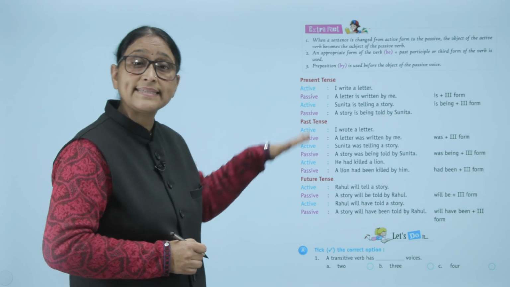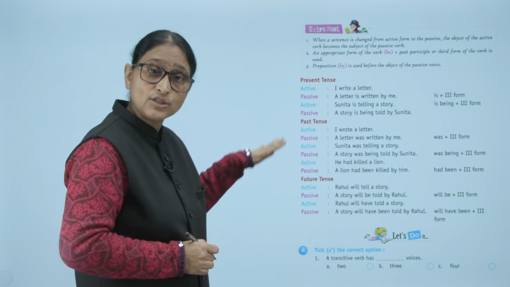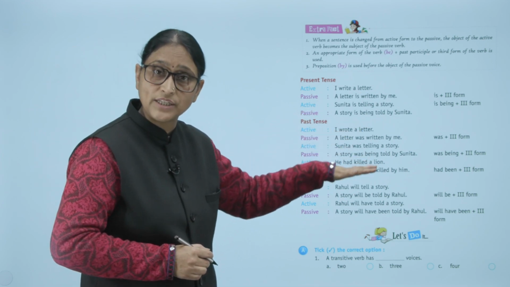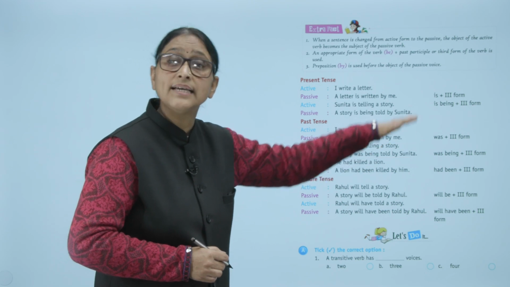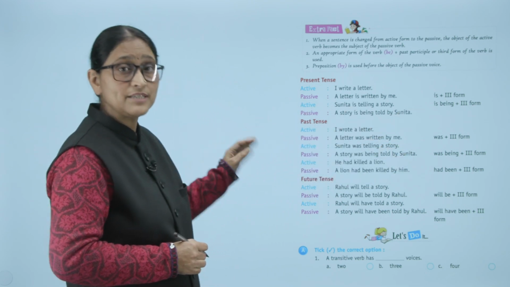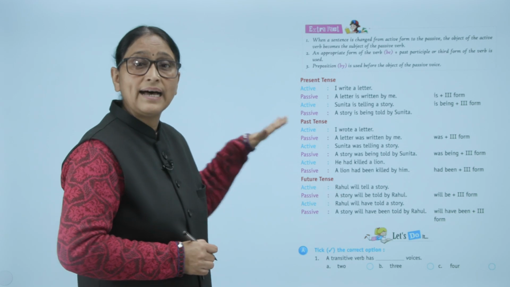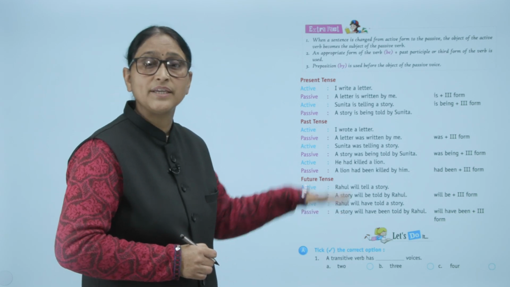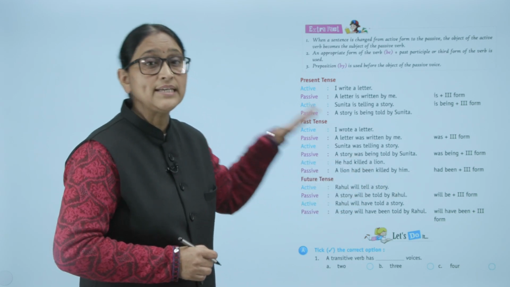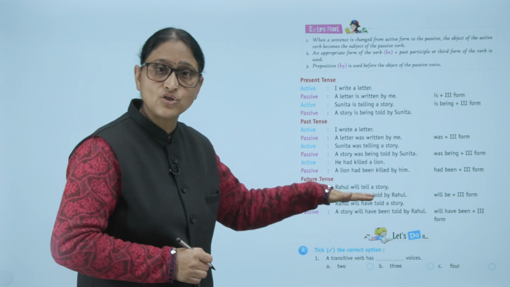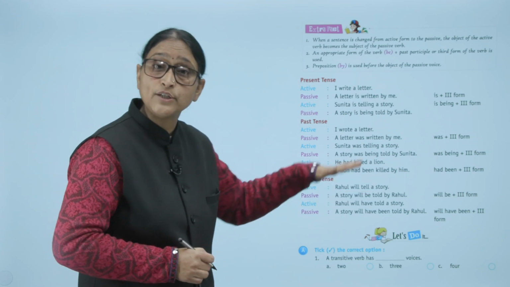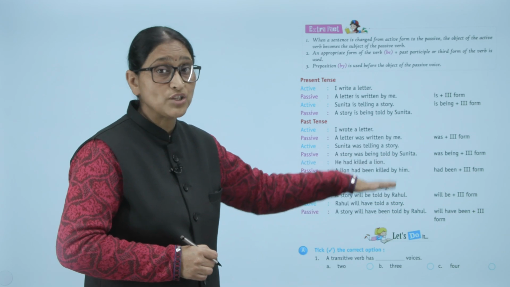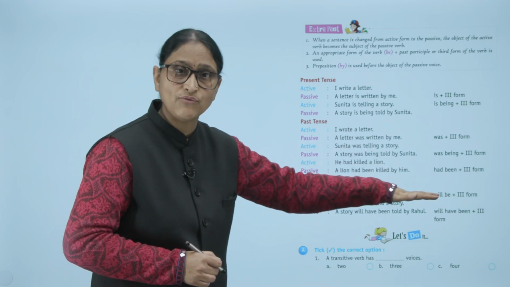Next, Sunita is telling a story. A story is being told by Sunita, is being plus third form. In past tense, I wrote a letter. A letter was written by me, was plus third form. Sunita was telling a story. A story was being told by Sunita, was being plus third form of verb.